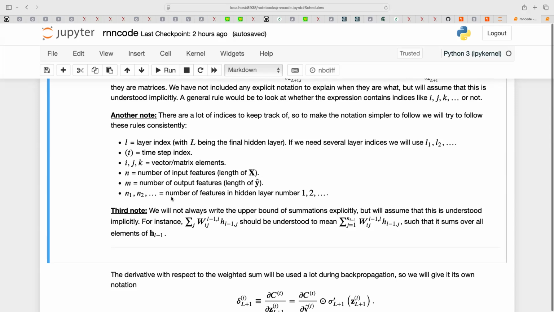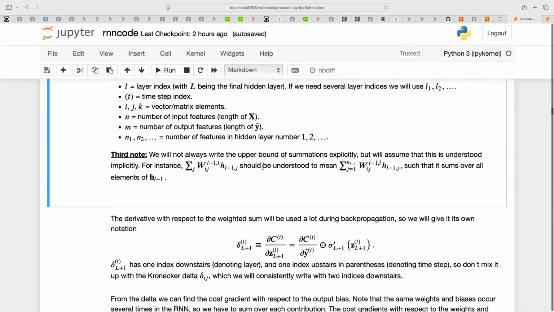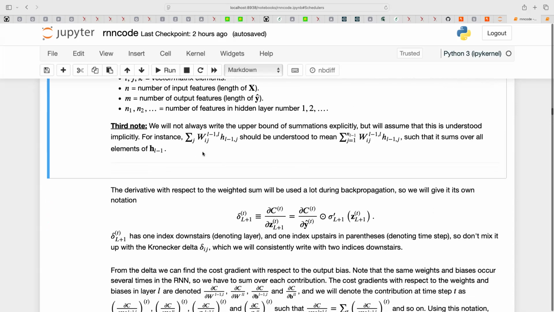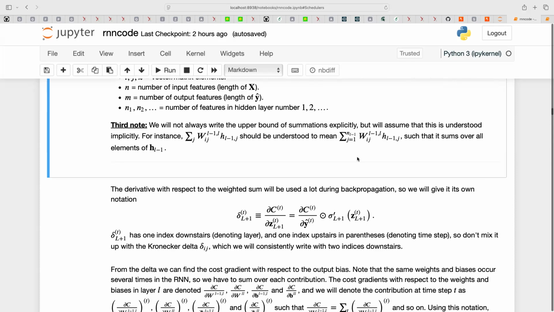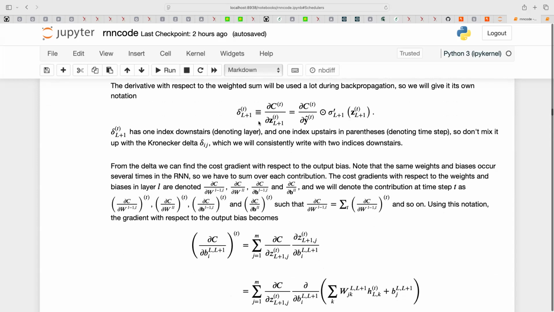And then you also have the number of features in the hidden layers. We will not always write the upper bound of summations explicitly. In general, a summation like this is a summation over the nodes from the previous layer. You see that because it contains the output from the previous layer, multiplied with the weights and the biases.